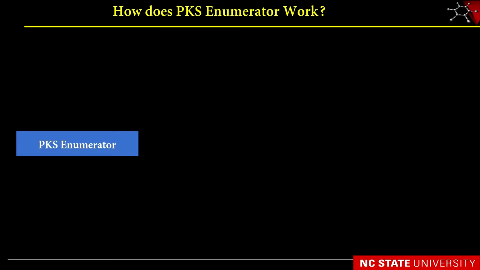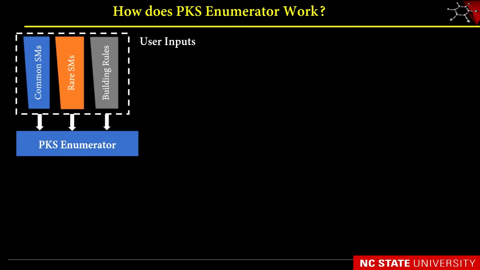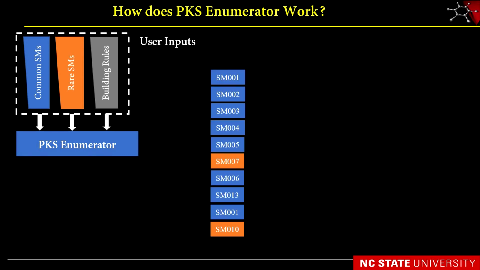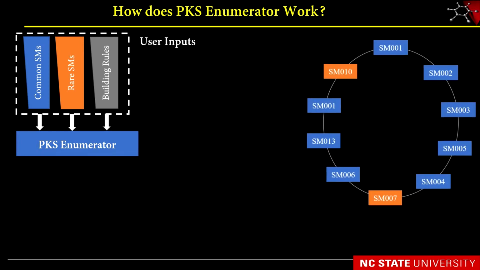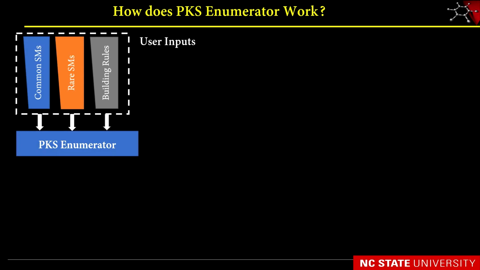So, how does it work actually? In order to make it work, you need 3 major inputs. You need to specify the common and rare structural motifs, and you need to specify a bunch of building rules. Once you have specified the building blocks, it loads them into the software, and at the core it does 2 main things. First, it adds them one by one and creates a macrocyclic template. And the second thing it does is it permutes them, in the mathematical sense of permutation.